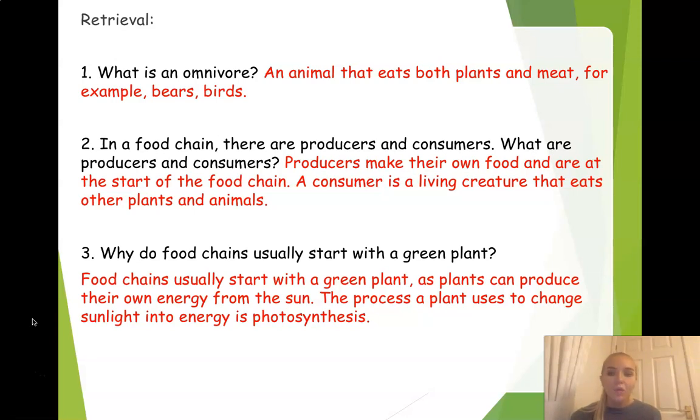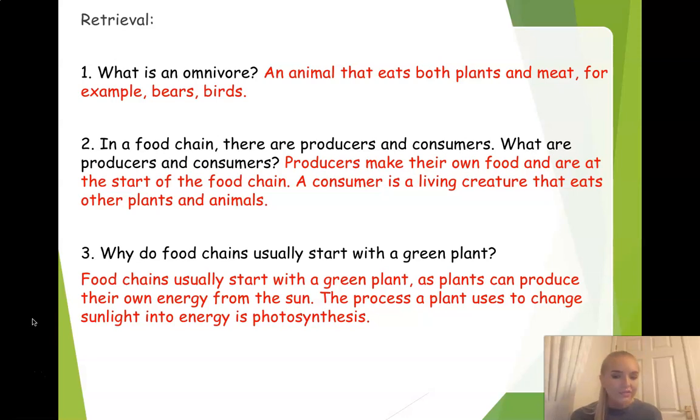Number 2, what are producers and consumers? If we remember, last week we were looking all about food chains. We know that every food chain starts with a producer. Producers make their own food from things such as the sun, whereas a consumer eats other plants and animals in the food chain, and it's a living creature.